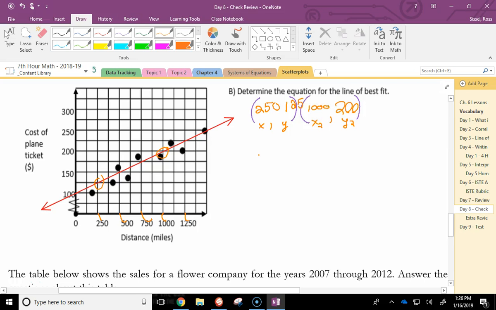Who can come up and find our slope? Rylan, do you think you can do it? We got our 2 points, 250, 125, 1,000, and 200. Charles tries to do it, because I want you guys to watch. I want you to give feedback on it. I don't want you talking out and being annoying.